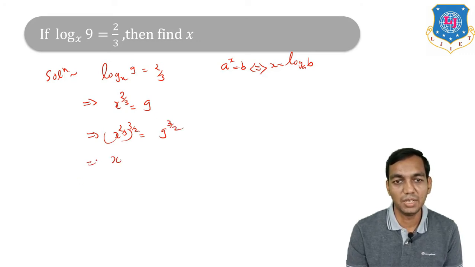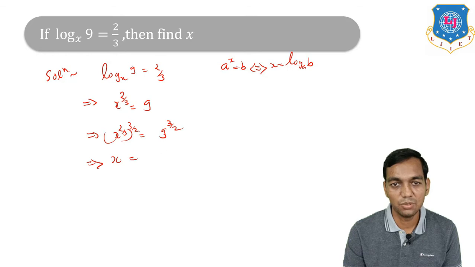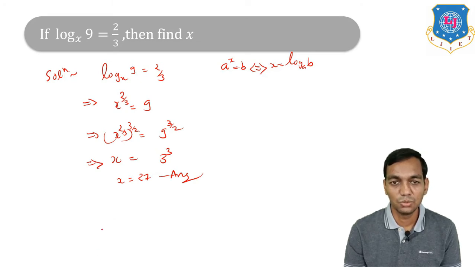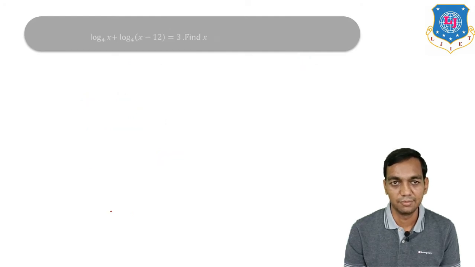So this is going to be x, and 9 raised to 3 by 2. Now first I am going to take the square root, the power 1 by 2. 9 raised to 1 by 2 is 3. So you have 3 cubed, and that will give x is equal to 27. This is the method. Done? So this is how we are going to find the value of x.